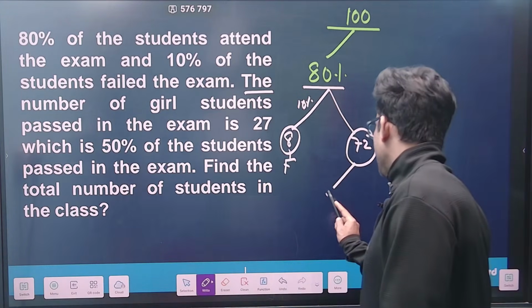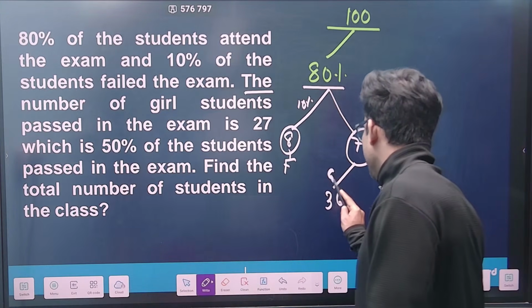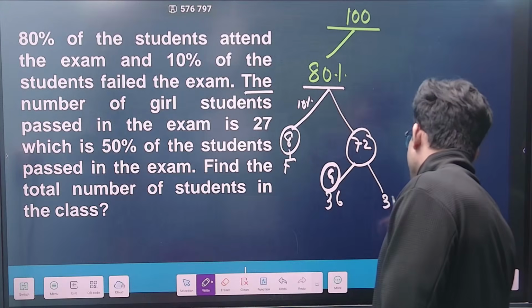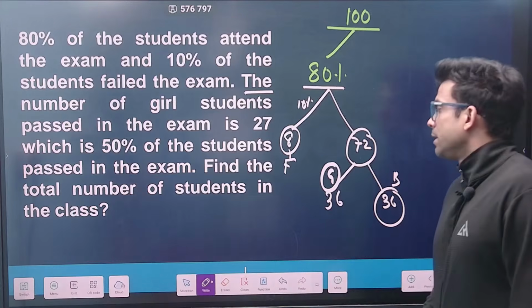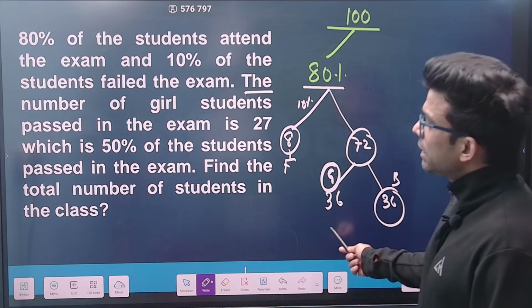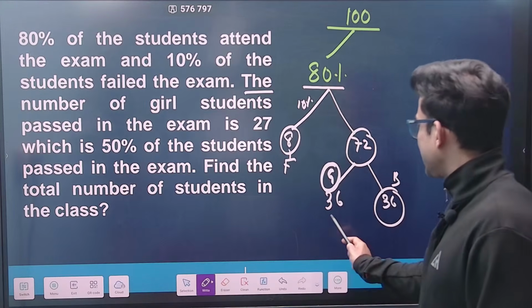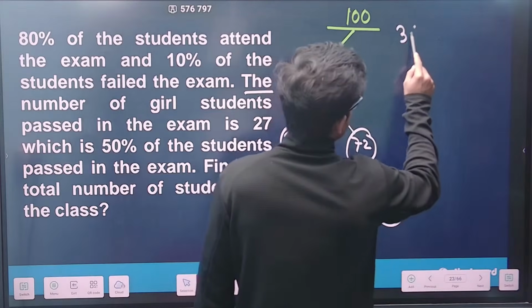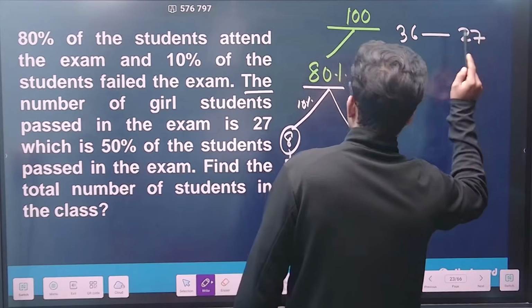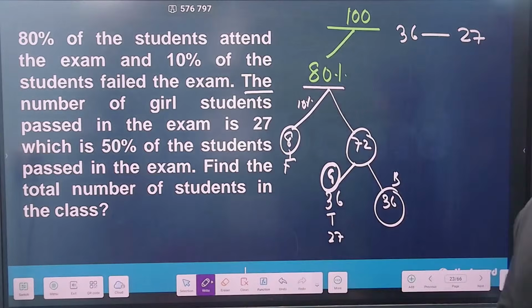So 50% of it would be 36 girls and 36 boys. If you sum it up, they would come to 72 only. But according to me, it is 36. According to the quotient, 36 is basically 27. So I can say 36 belongs to 27, correct? Yes or no? Basic logic.